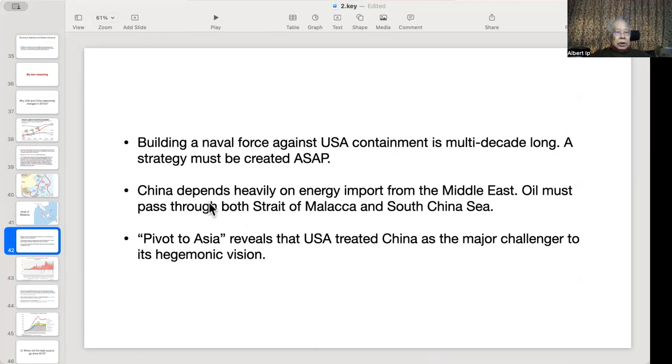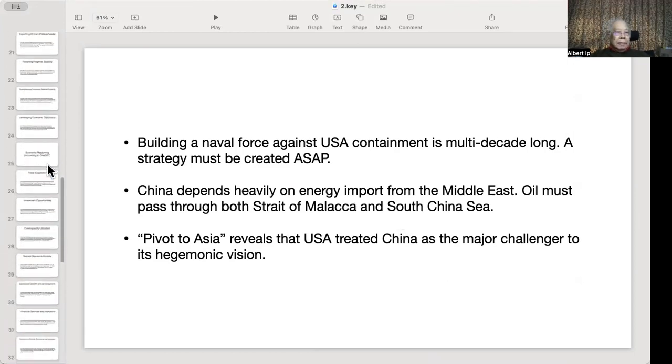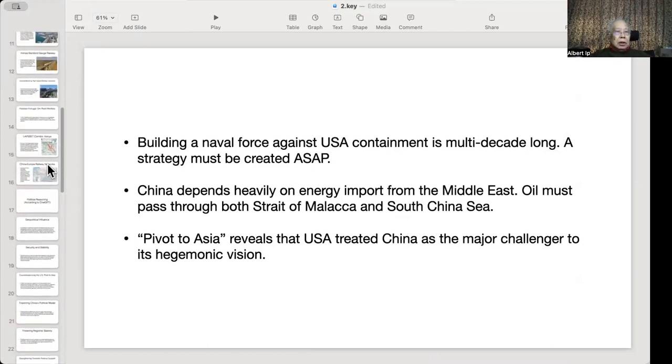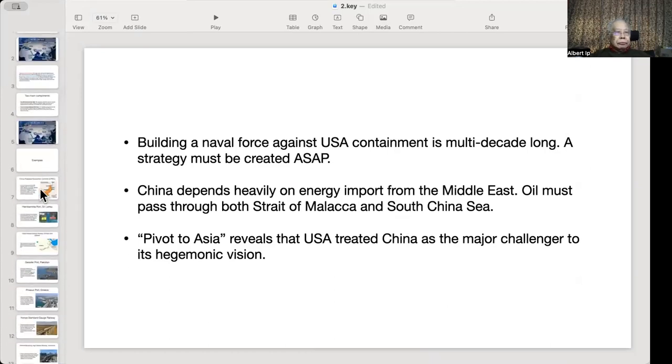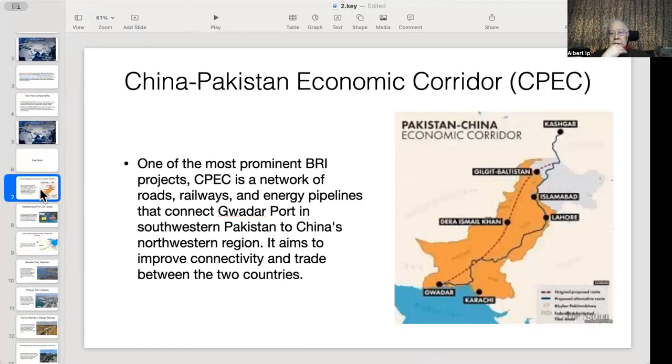The main concern is actually China depends heavily on the energy imports from the Middle East, and oil must pass through the Strait of Malacca and South China Sea. And that's why we see that the first major BRI initiative is this China-Pakistan Economic Corridor.